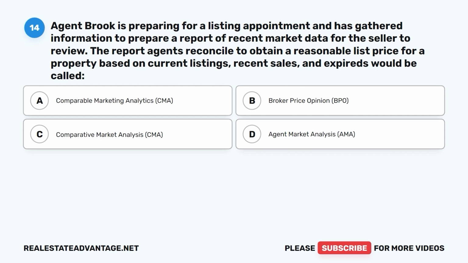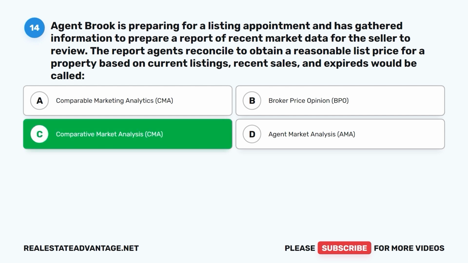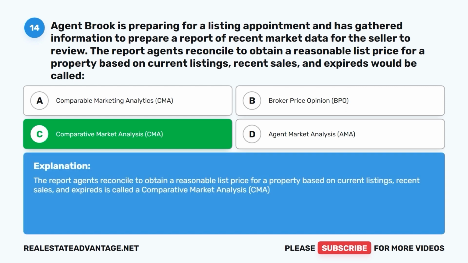C. Comparative market analysis, CMA. D. Agent market analysis, AMA. The correct answer is C. Comparative market analysis, CMA. The report agents reconciled to obtain a reasonable list price for a property based on current listings, recent sales, and expireds is called a comparative market analysis, CMA.